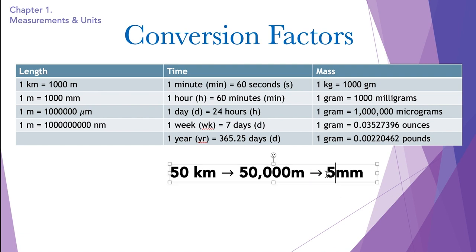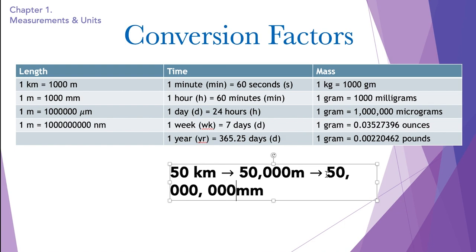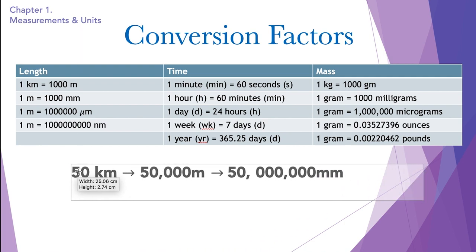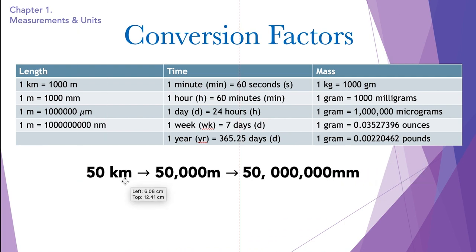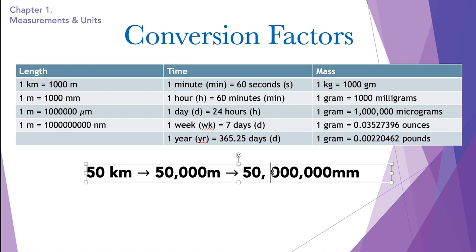So how do we write it? 50, comma, 3 zeros, comma, and 3 zeros again. Now that's a big answer. Of course, if we convert 50 kilometers into millimeters, it would be a big answer because millimeter is very small. Now we can see that 50 kilometers are equal to 50 million millimeters.